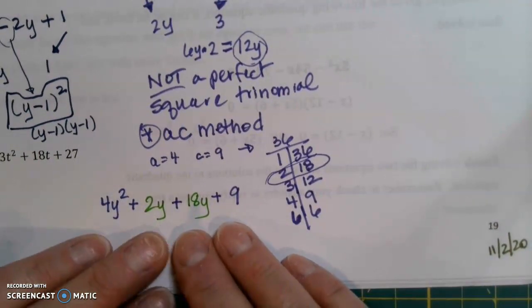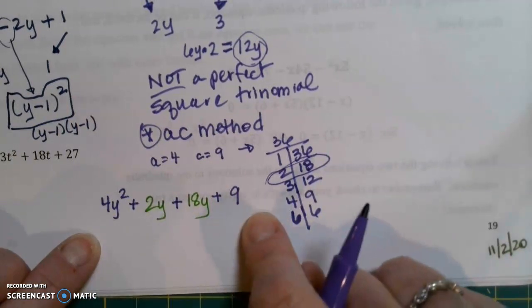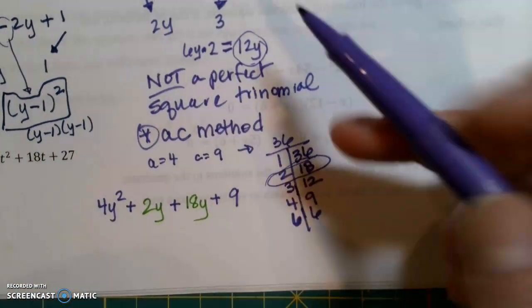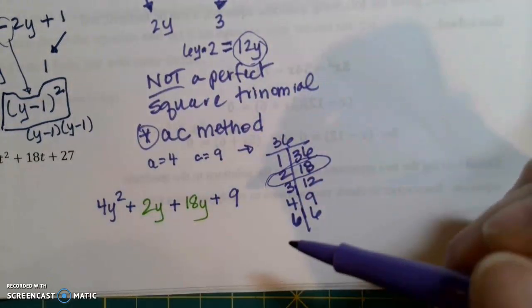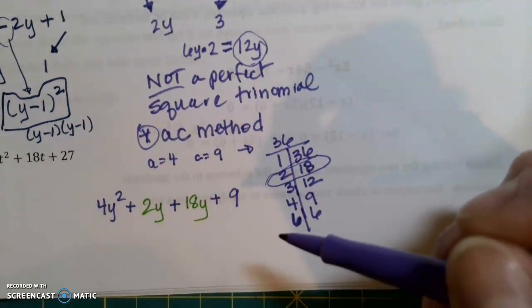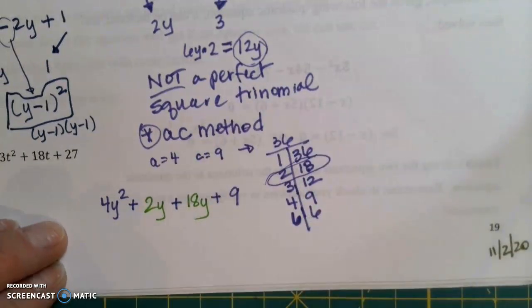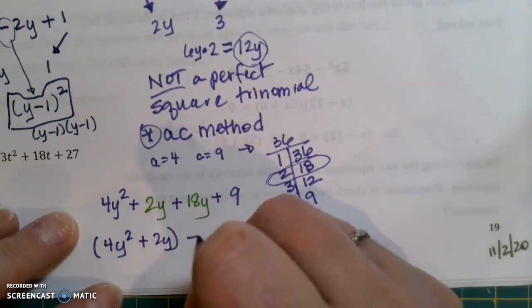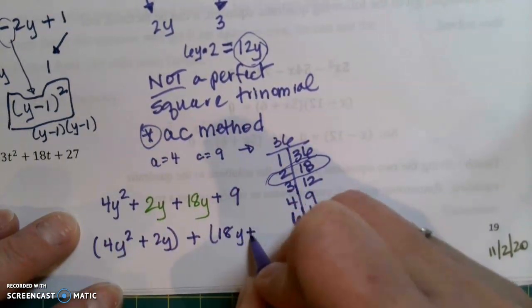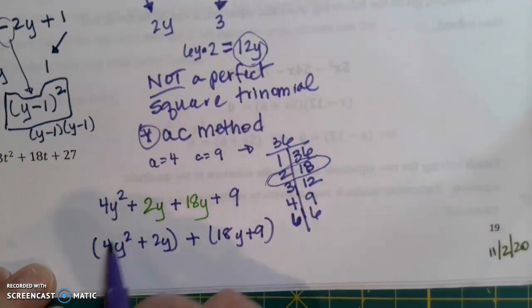So we always look, is there a greatest common factor for all of them? No, there wasn't when we started with the trinomial either. And that means we're going to then look at factoring by grouping. So group those two pairs of factors, and then see what we can factor out.